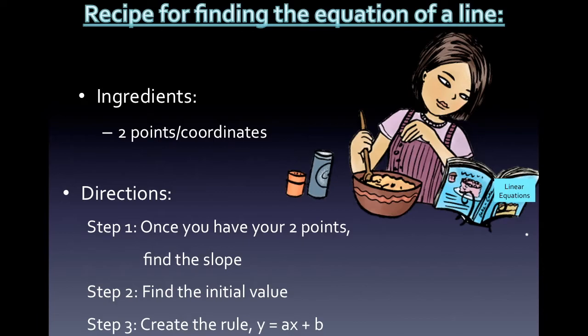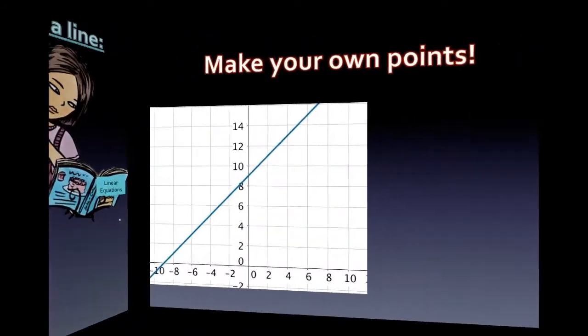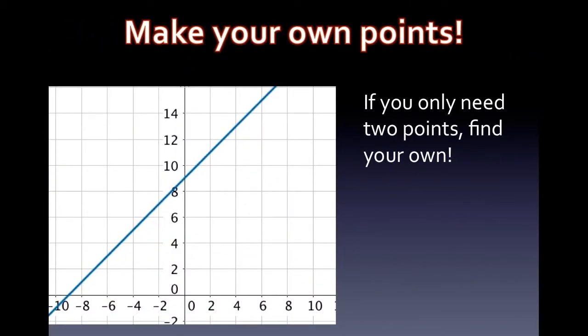Now, remembering that, and I'll repeat this later, when you write the rule, your y and your x stay y and x. Your a and your b become the numbers that you found. So a rule or a formula or an equation of a line always has y as y and x as x. So you need 2 points.